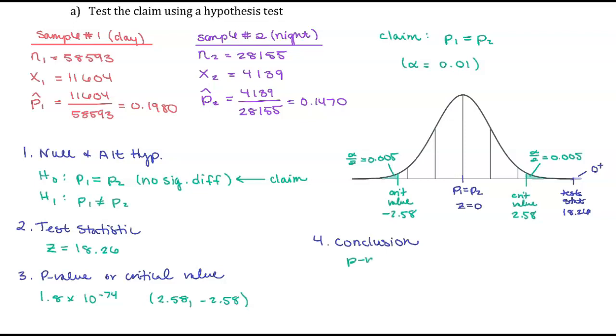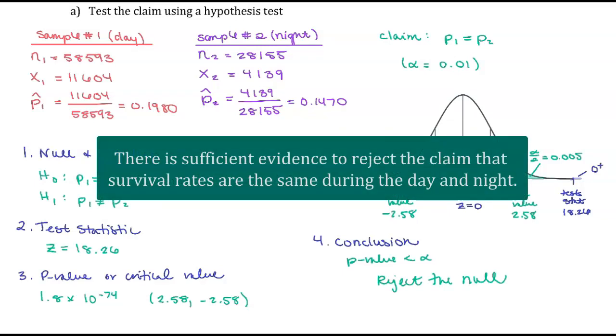The p-value is clearly smaller than alpha in this case, and the test statistic is clearly in the rejection region. So we will again reject the null. We could state our conclusion by writing something like this. There is sufficient evidence to reject the claim that survival rates are the same during the day and night.